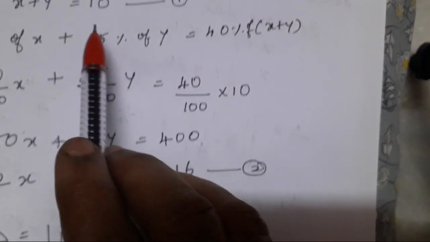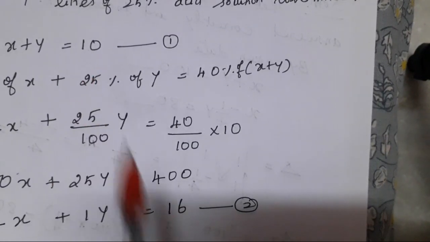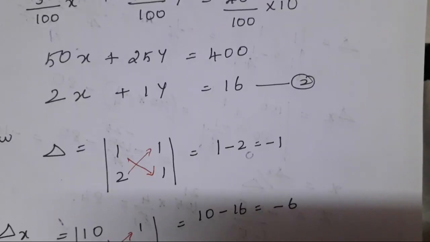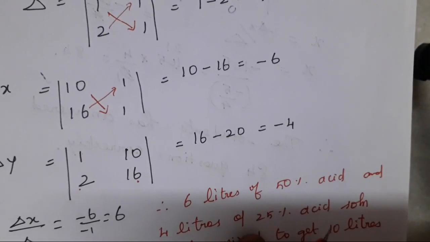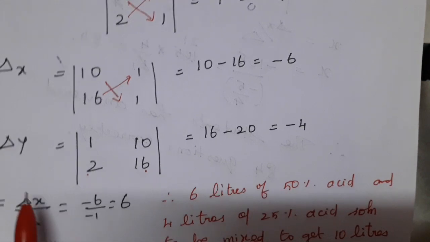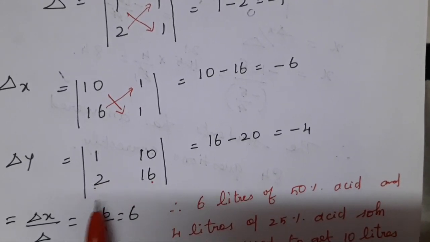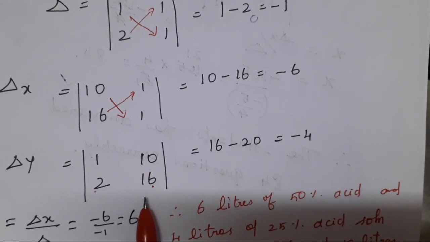You substitute the constant values, 10 and 16. 10 in the first equation and 16 in the second. So delta y is nothing but, you substitute the constant values. Delta y equal to 1, 2 is the x value, and replace the y value with the constants 10, 16.